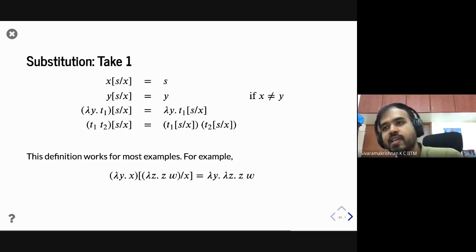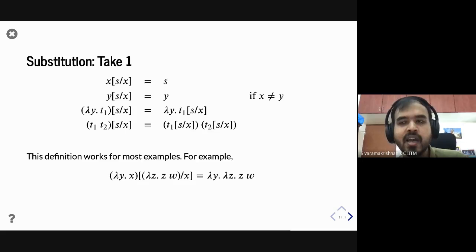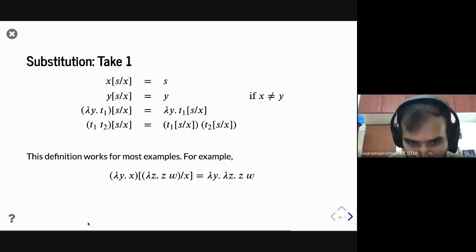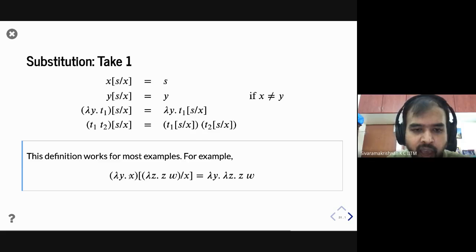So this definition works for most examples. It actually works for a lot of the examples that you can come up with. But here is an example where it fails. Let's look at the example first. M here is lambda y dot x, and we are going to replace that free occurrence of x with lambda z dot z applied to w. So this works out. Just replace x with this term, giving lambda y dot lambda z dot z w. So that's fine.